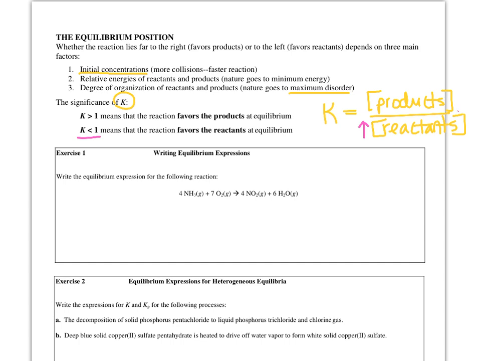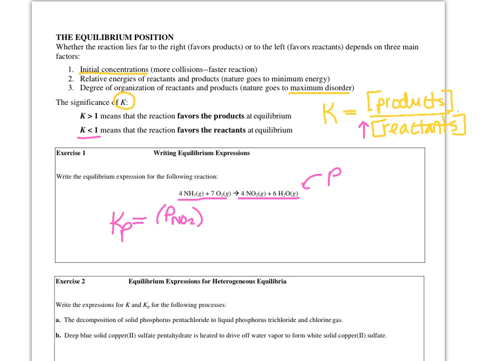All right, so in exercise 1, I already did an example for you, but we'll do another one. It says, write the equilibrium expression for the following reaction. So my equilibrium expression is K equals, and we're going to do our products. All of these are gases, so I'm going to do pressure. So I'm going to do Kp instead of Kc.